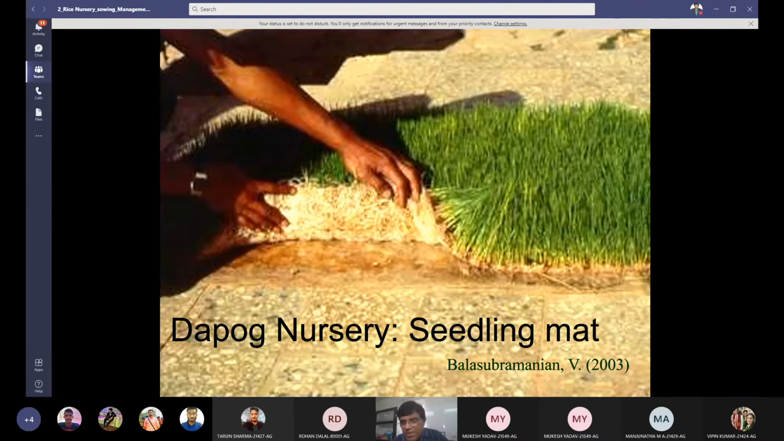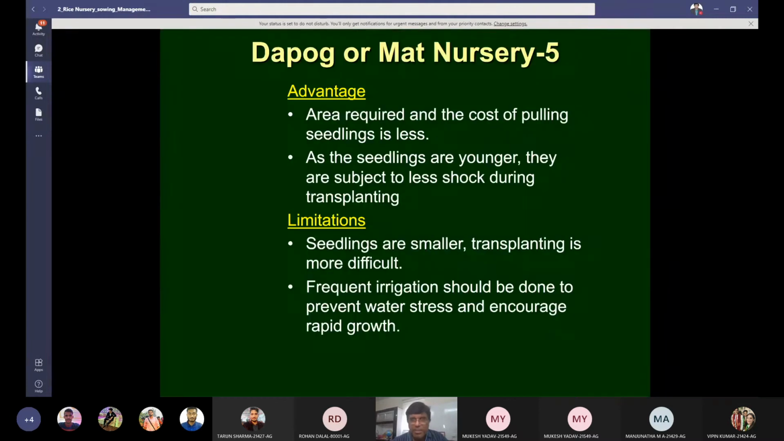And this is how the mat is prepared. You can see the seedling mat, which the person is holding in the hand. You can see the roots, and it becomes a bit difficult to separate them. They are intermingled; the root of one seedling is mixing with many seedlings, and vice versa. But it is easier for mechanical transplanting. These seedlings can be used.